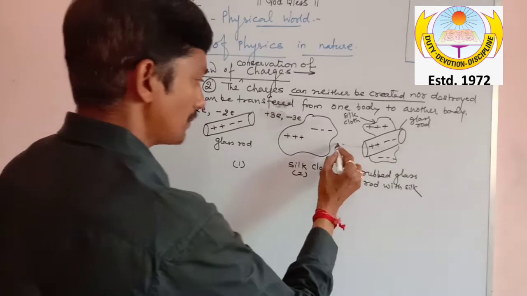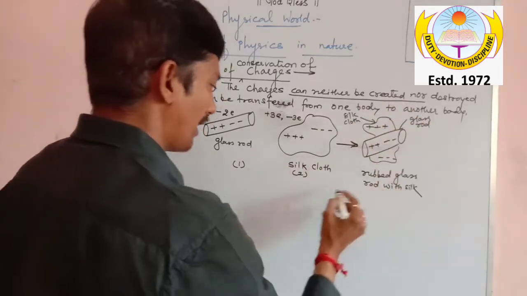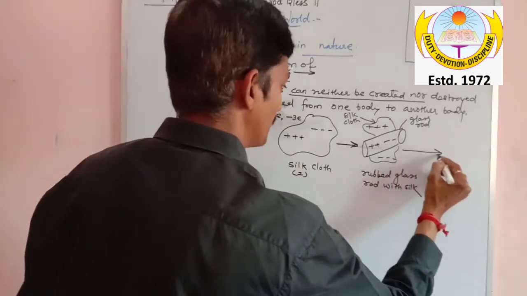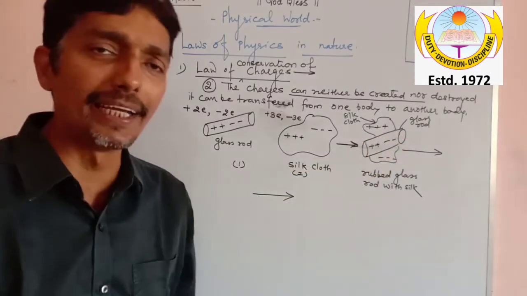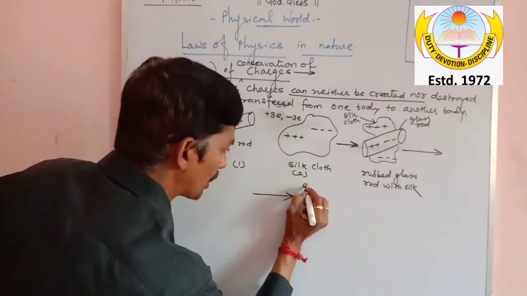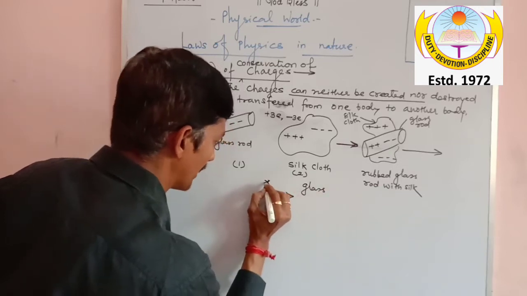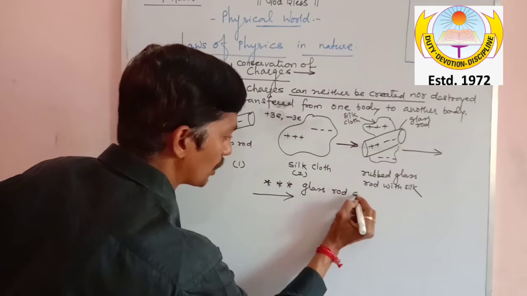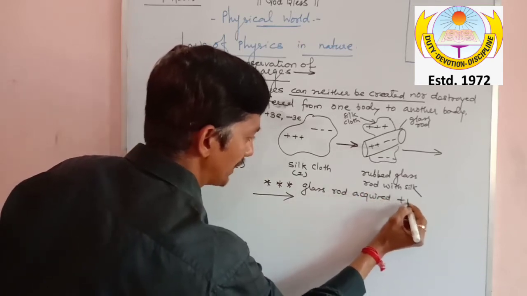Okay. So this is the next step. Now the third step is, look at it here. What happened after rubbing? My dear, please remember this. This is important to understand this statement. Glass rod acquired positive charge.